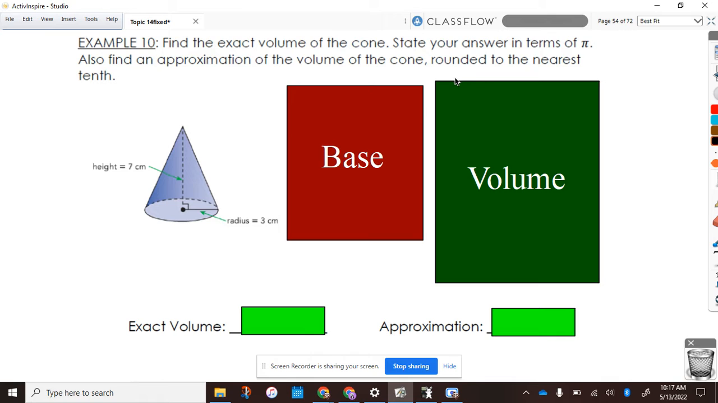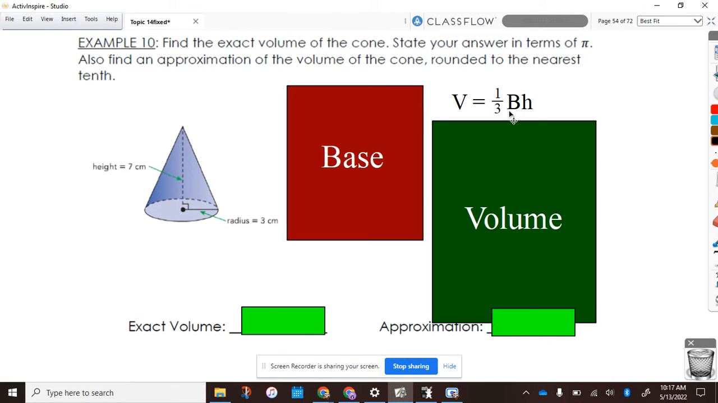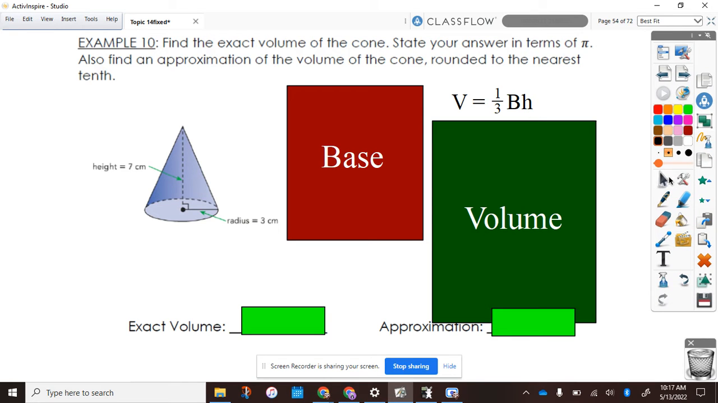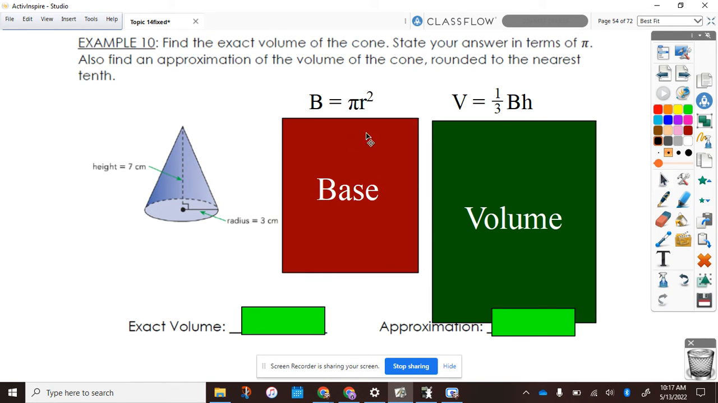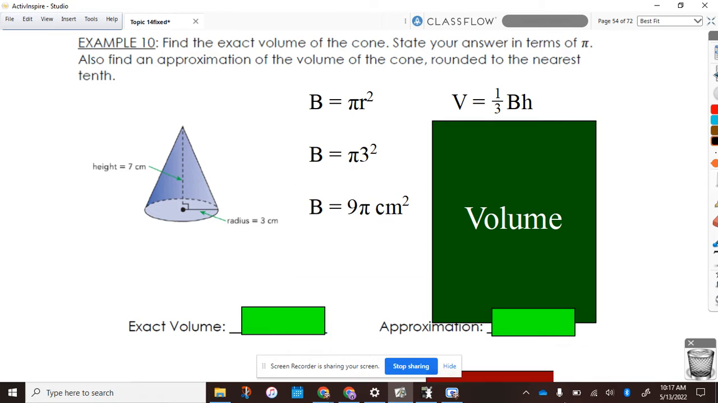So the two things that we need to plug in to this formula are the capital B and the height. Remember that capital B is always going to be pi r squared when you're dealing with a cone. So pi r squared, we look at our radius, which is 3. That gives us pi times 3 squared. So our capital B is 9 pi. This 9 pi is what's going to go in right here.